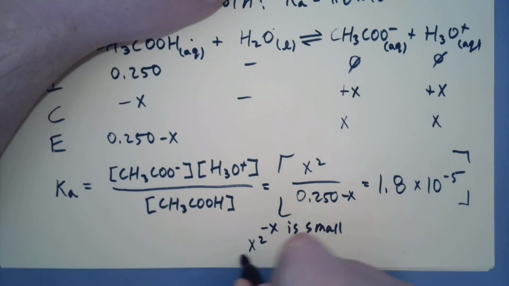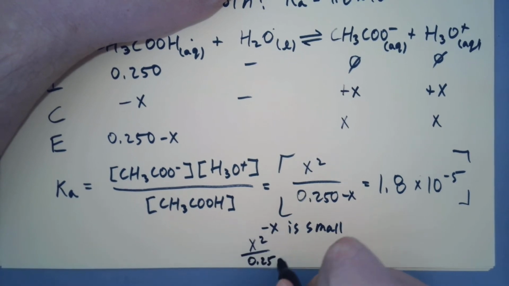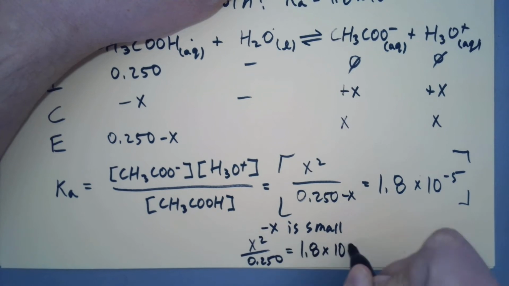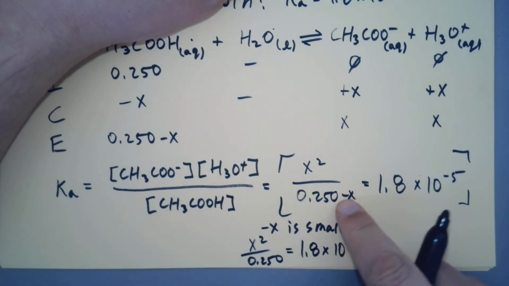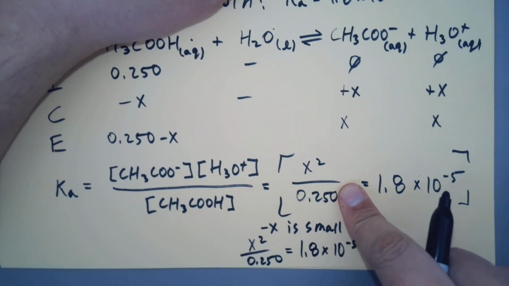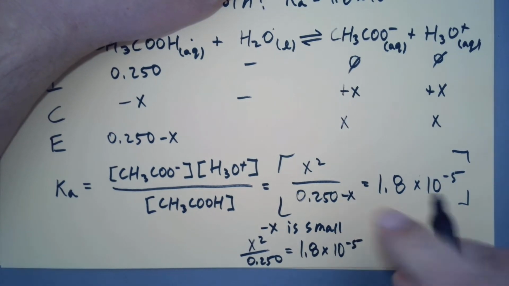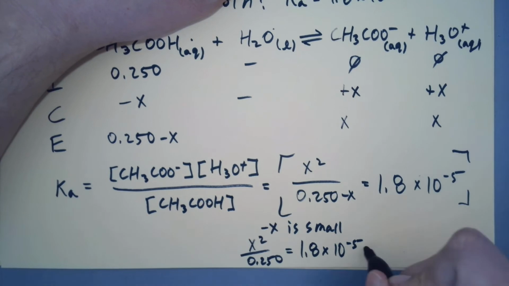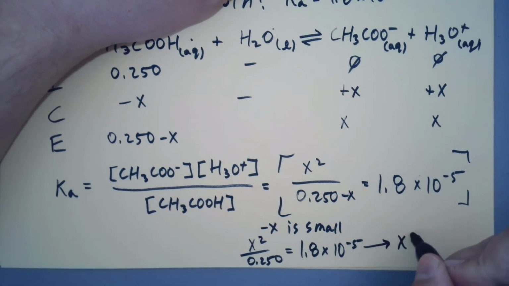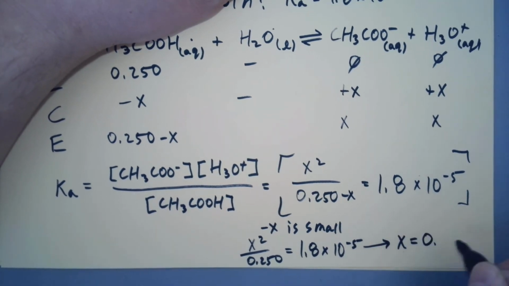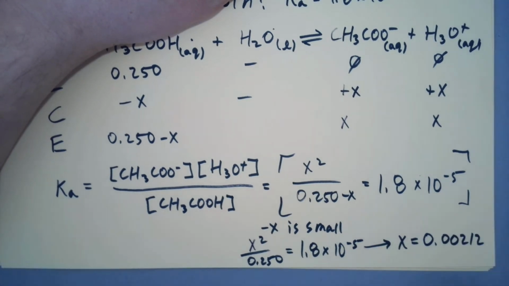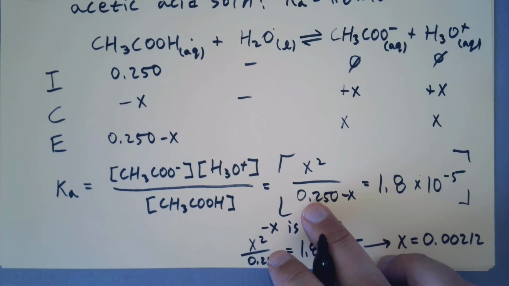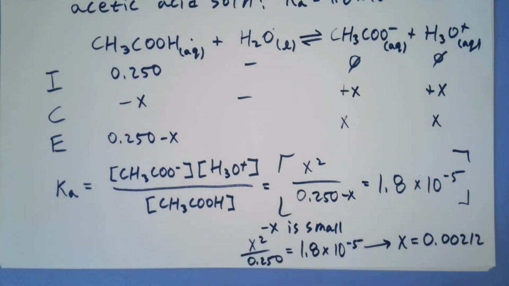And so that means that x squared over 0.250 equals 1.8 times 10 to the minus 5. I get to ignore this x, right? I just say that's 0.250. So 0.250 minus some really small number is still 0.250. And then I solve this and I get x equals 0.00212, which is less than 1% of 0.250. I'm leaving it. Calling it good.